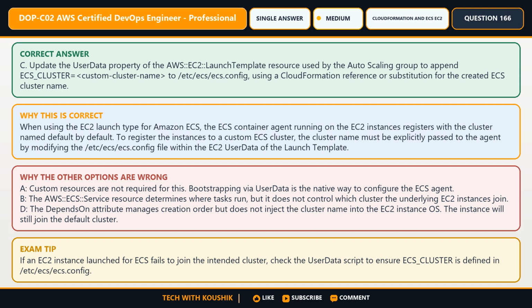A helpful shortcut is this. If an EC2 instance launched for ECS fails to join the intended cluster, check the user data script to ensure ECS_CLUSTER is defined in /etc/ecs/ecs.config.